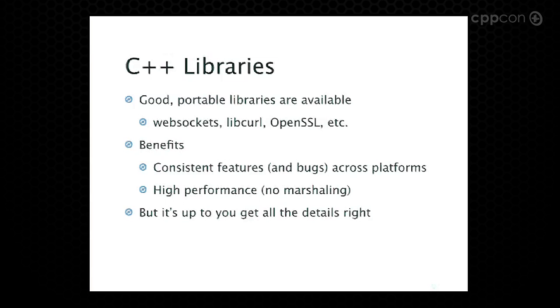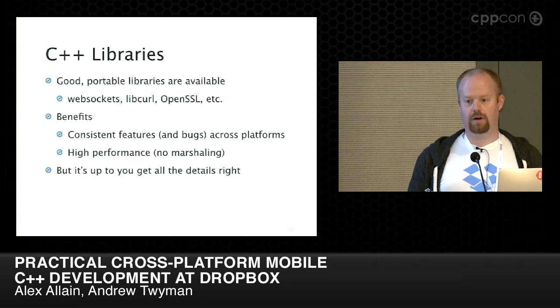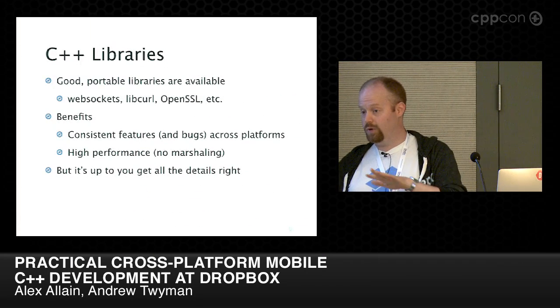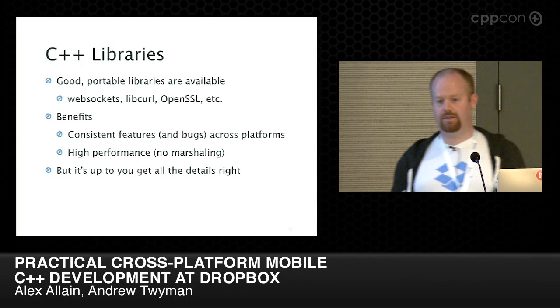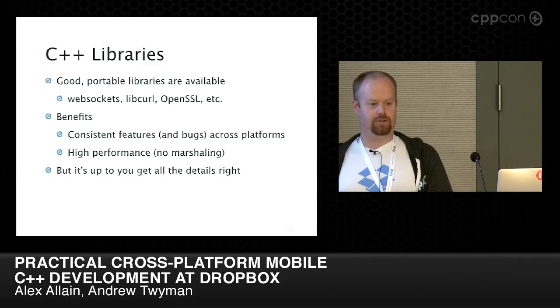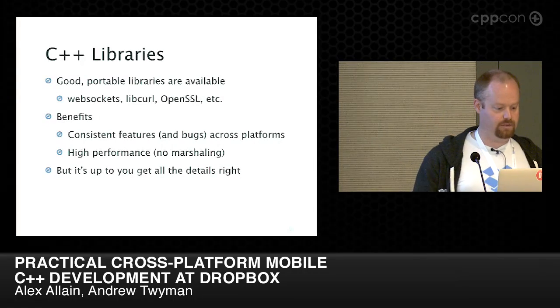That's probably what you're used to as C++ developers. There are a lot of good portable libraries for doing networking out there. Benefits are you get a consistent set of features and bugs regardless of what platform you're on, usually. Occasionally there are platform-specific bugs. And you tend to get pretty good performance because you don't have to go through that language bridge. There's no marshalling. You've got direct access to the hardware and the benefits of C++.